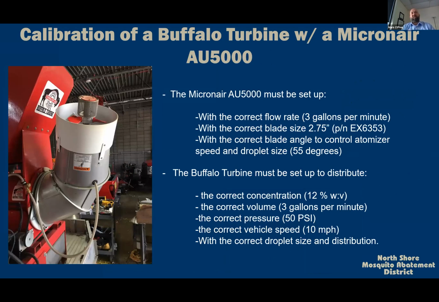There are a few important things to using a turbine in this way. You have to set up the correct flow rate. You have to have the correct blade size for this Micronair. Basically, the rotary atomizer sits in the airflow and spins based on the blade size, and the blade angle will control how fast the Micronair spins, which controls the droplets that come out of the turbine. So it's important that everything is set up just right: the right flow rate, the right blade size, the right blade angle, the right concentration, the right volume. It sounds complicated, but Leanne makes it so easy. It's really not hard at all.